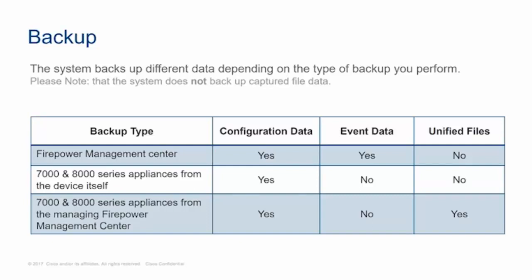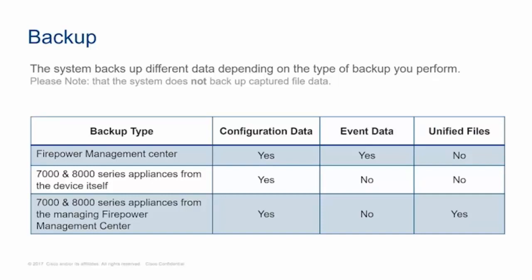As you can see, when we perform a backup on the FMC, we have an option to choose configuration data and event data, but not unified files, because the unified files are only available on the sensor. And when we perform a backup on the sensors, we have two options: either perform the backup from the FMC for the managed devices, or perform a backup directly from the sensor GUI. As you should be aware, the 7000 and 8000 appliances, the hardware appliances, have their own sensor GUI, which has limited functionality, but we do provide backup and restore as part of that.